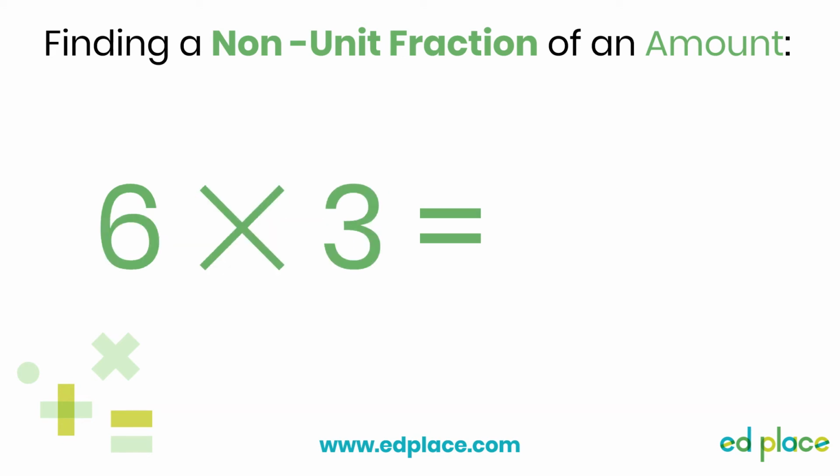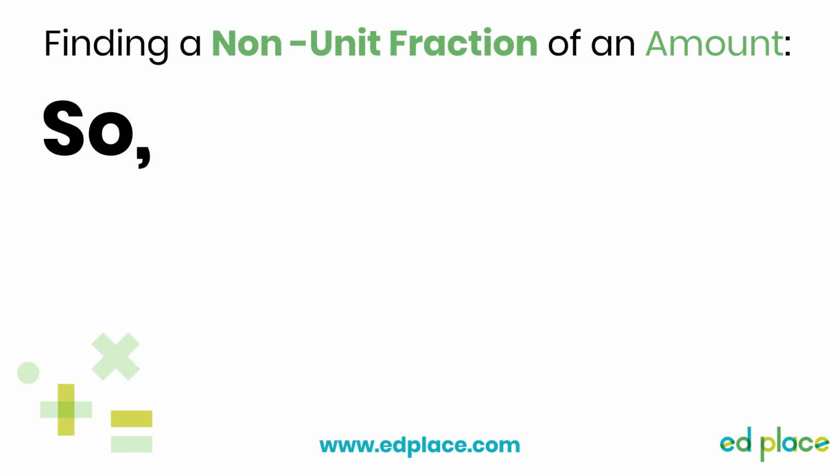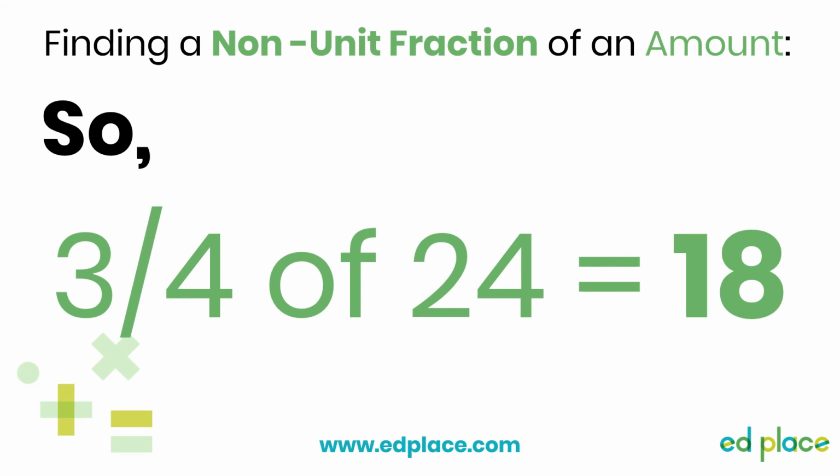Next, step 2 is to find 3/4 by multiplying. 1/4 of 24 equals 6. So to find 3/4, we need 3 lots of 6. 6 times 3 is 18. So, because 1/4 of 24 is 6, 3/4 of 24 is 18.